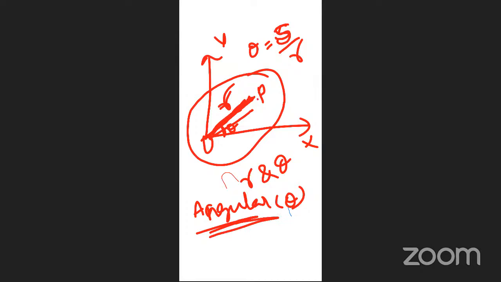The particle P is rotating in a circle of radius r. Theta increasing in the anti-clockwise direction is taken as a positive value, and theta in the clockwise direction is taken as a negative value. So theta is equal to s by r, where s is the distance along the circle. So that is the angular position, theta equals s by r.